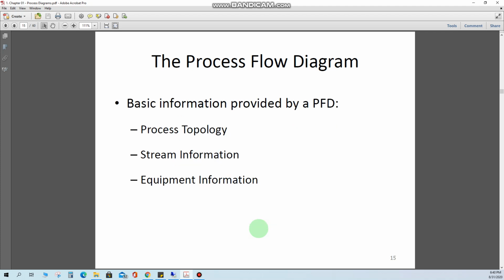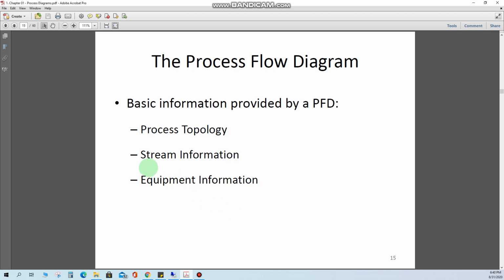Now let us see what is the basic information that can be provided by the PFD. First one, process topology. In case of process topology, you can have information about all the equipment in that process and how those equipment are connected with the other equipment. So it will give you the bird's eye view of the process, and you would have an idea which equipment is placed at which part of the process.